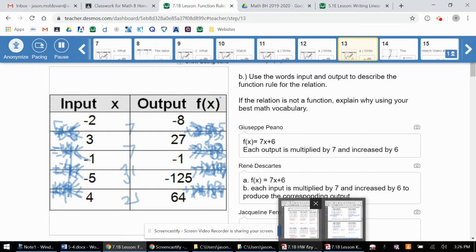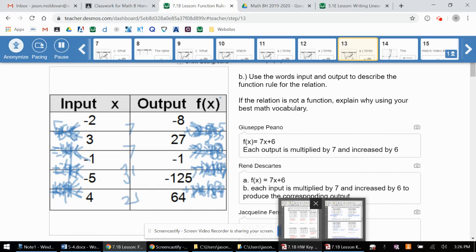I'm going to pull up my key, or I'll wait a second to pull up my key, but just look at this for a minute. So I know that this is not linear, but I know it's a function because my inputs are not repeated. I don't see -2 paired with 2 different outputs. So how do I do this?